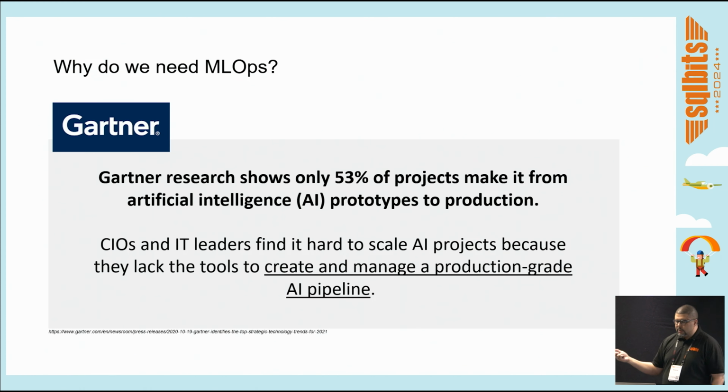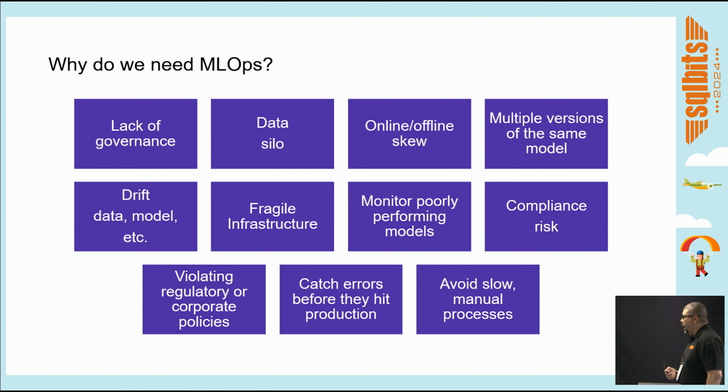So that's one of the reasons, according to Gartner, why only 50% of the projects make it to production, right? Only 53% of projects go from prototype or development all the way to production. And the main reason is the lack of a production-grade AI pipeline, or an end-to-end pipeline for the models to be deployed. There are many other challenges that MLOps solves. Due to the time, I'm just going to touch on a few of those here.